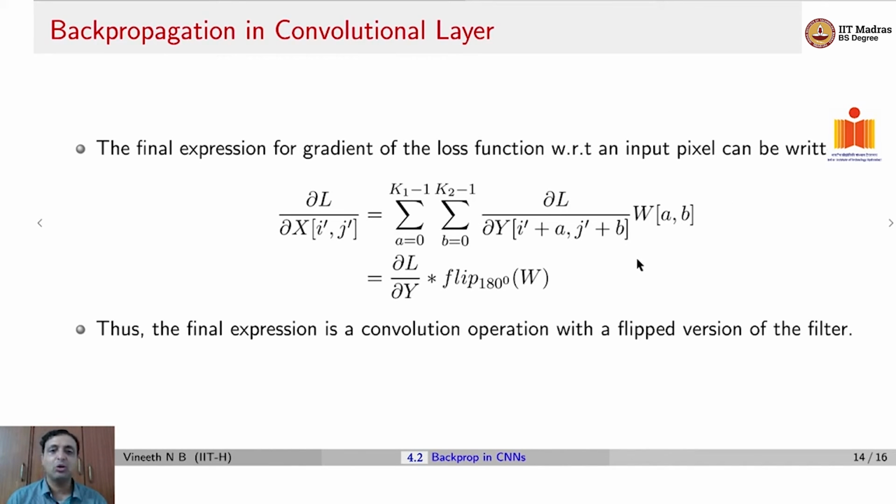This looks like the definition of cross correlation. It's the cross correlation of ∂L/∂Y with W, the filter. Rather, we can say it's the convolution of the flipped filter with ∂L/∂Y. We know that cross correlation and convolution differ by that flip of the filter, which is a flip by 180 degrees, a flip in two directions, and that's what we have here: ∂L/∂Y convolved with a double flipped filter.